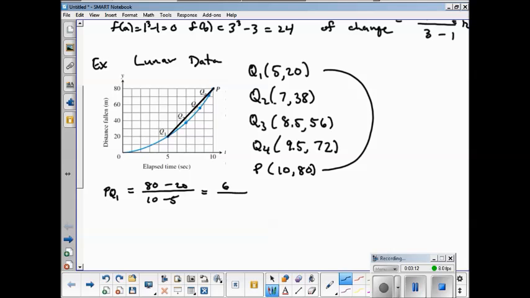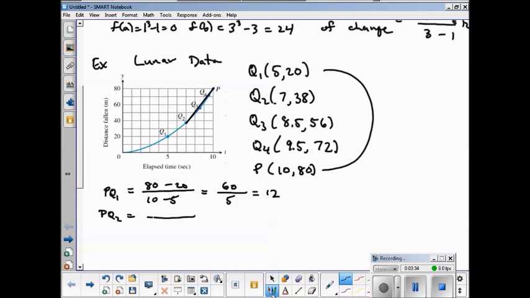Alright, so that's 60 over 5, which is 12. And then we'll do PQ2, which is basically this line. Notice it's steeper.